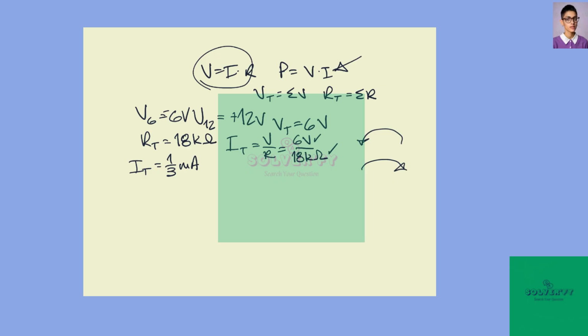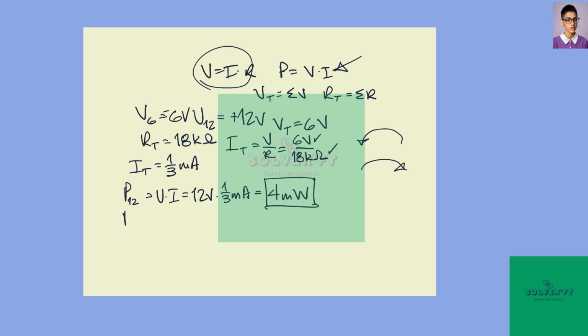So the power that's being supplied by the 12 volt power supply, we'll call that P12. That power is equal to voltage times the current. So that's equal to, the voltage is 12 volts, and the current is 1/3 milliamps. And so the power, therefore, will be 4 milliwatts.